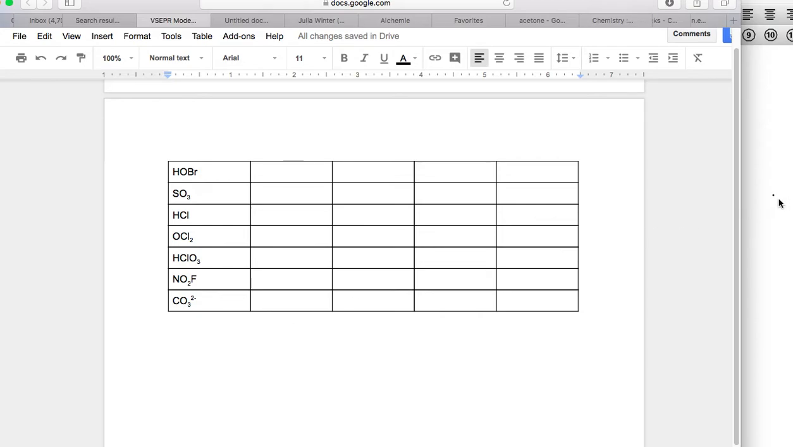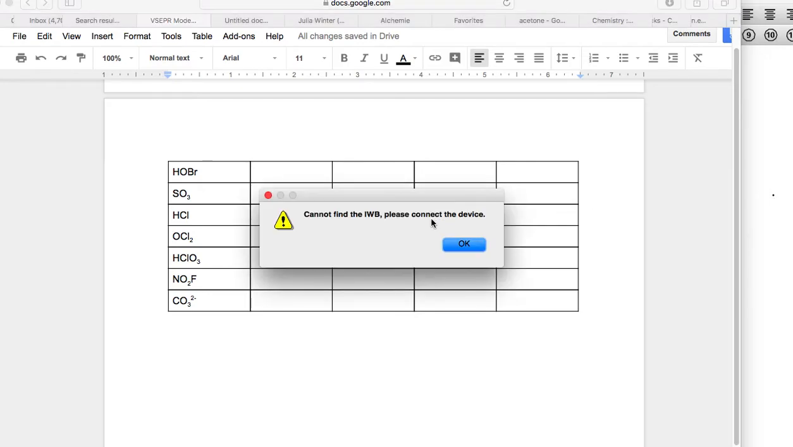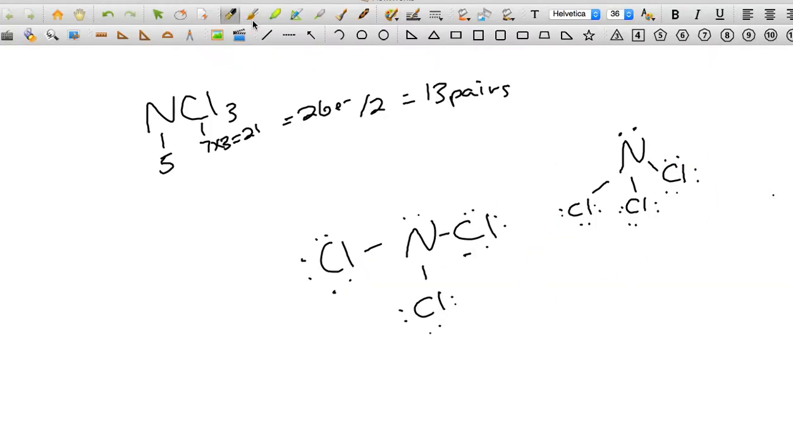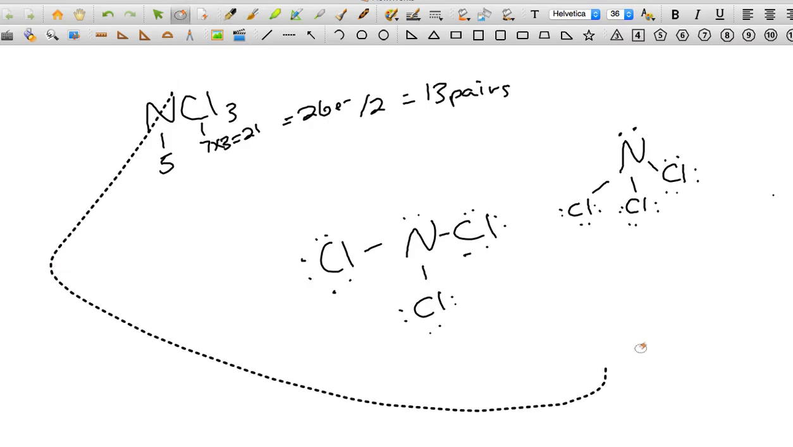One other thing I want to show you guys is a situation with what we call resonance structures. So I'm going to erase this. And let's do a situation where we could have a resonance structure. We'll go like this. All right, so sulfur has 6. Oxygen has 6 times 3, so there's 18. You got 24 electrons, which is 12 pairs.